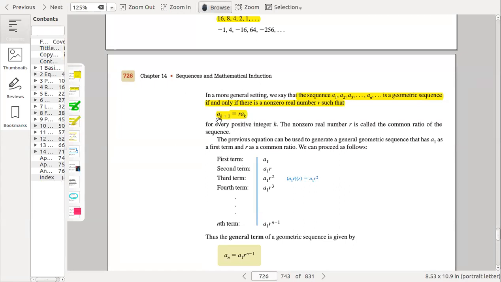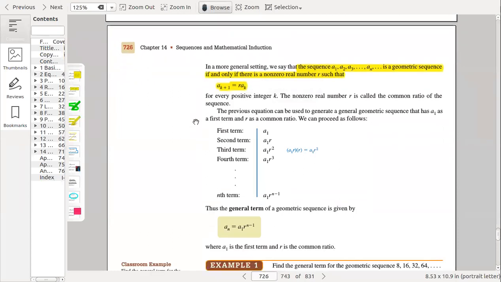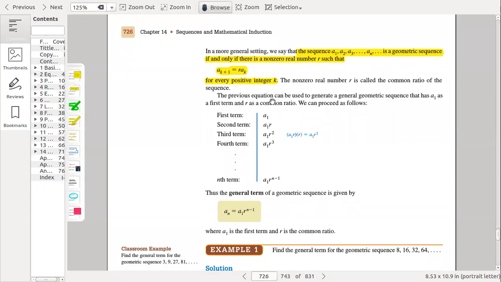So this is the general formula to generate a geometric sequence, for every positive integer k. The non-zero real number r is called the common ratio of the sequence. The previous equation can be used to generate a general geometric sequence that has a1 as the first term and r as the common ratio.